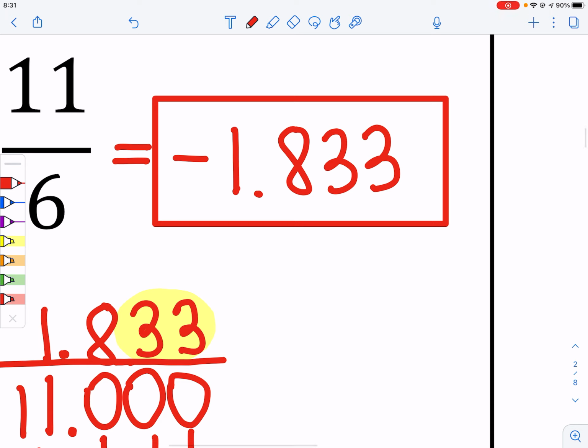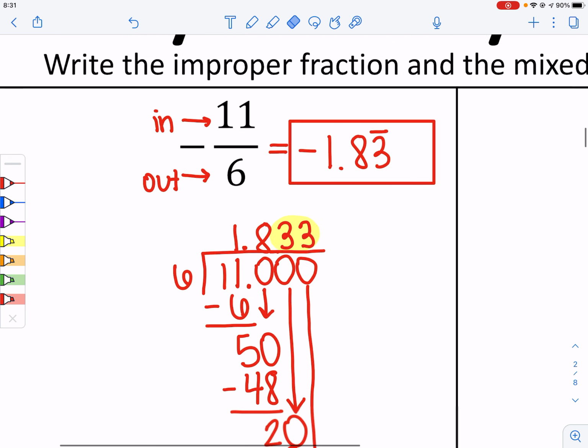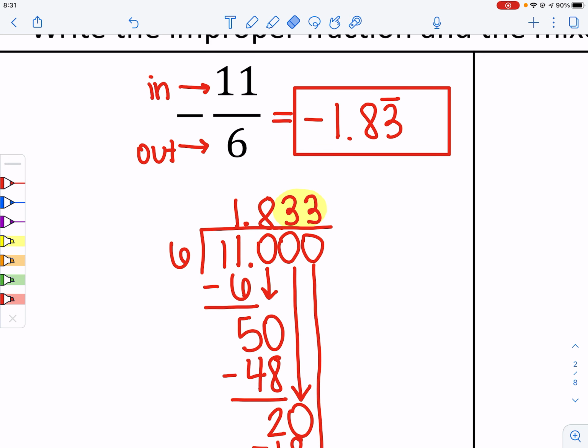Okay, and then if it's a repeating decimal, you can just put a bar over the 3 and get rid of that other 3. That way you have less numbers in your answer. So negative 1.83 repeating.